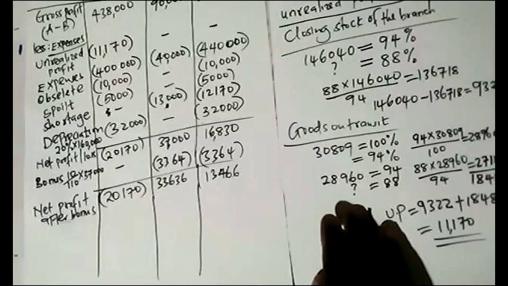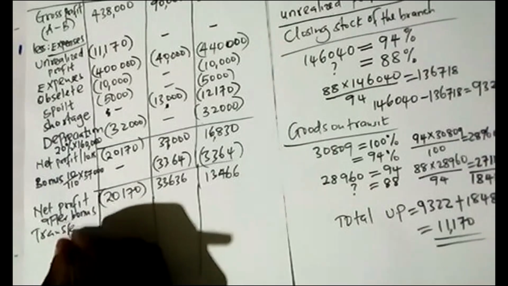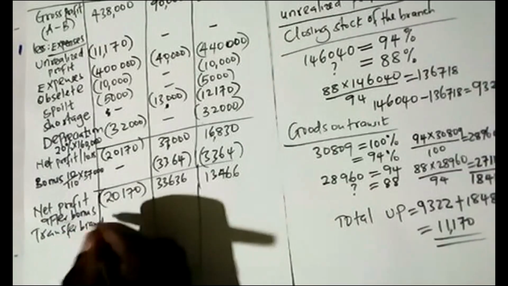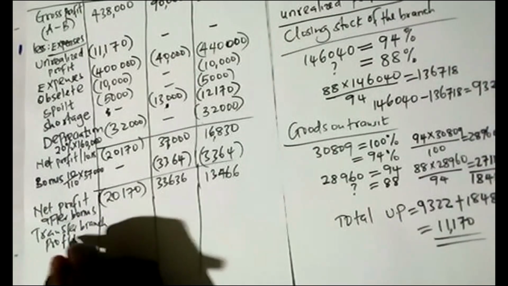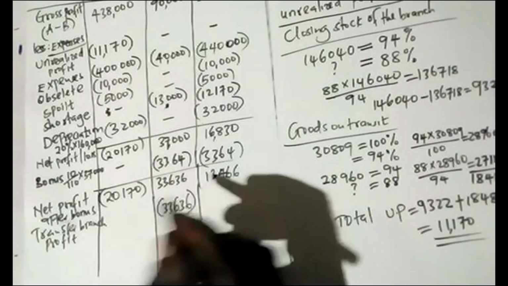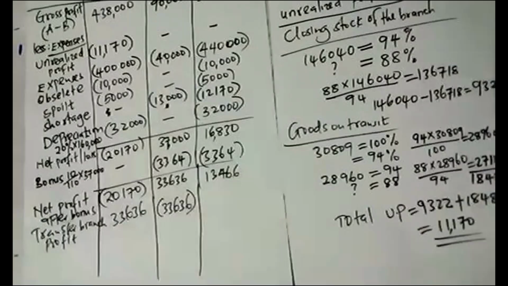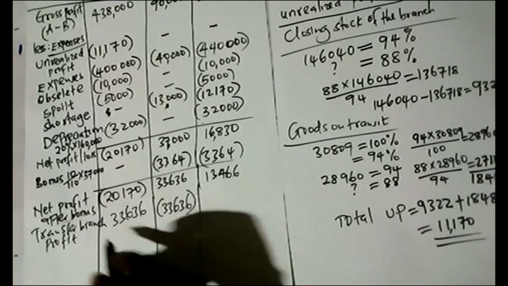Transfer branch profit to head office. So transfer branch profit. So this one will be subtracted here. It will be added under the head office. So this is where by now the branch is remitting the profit it made to the head office.